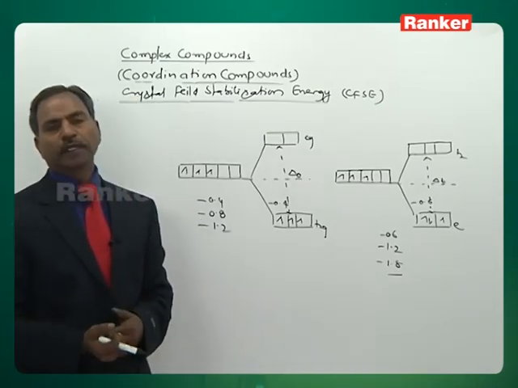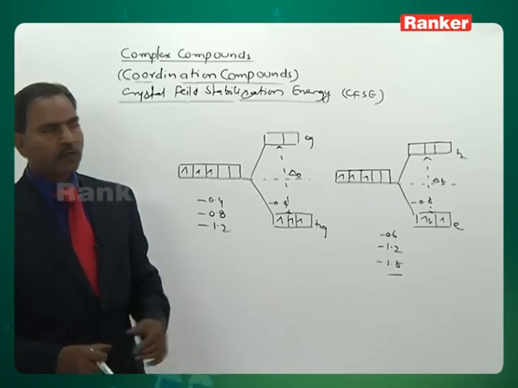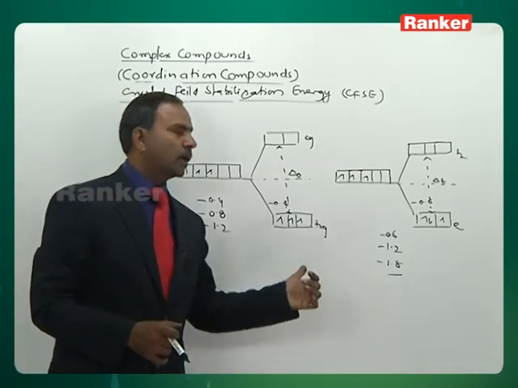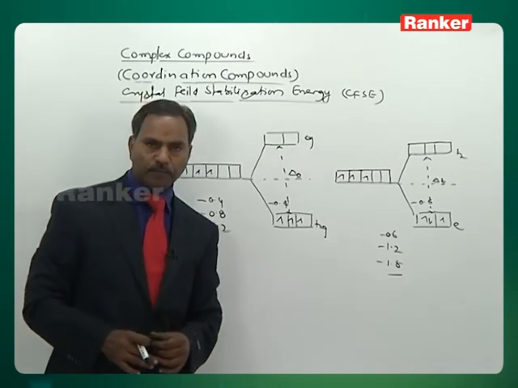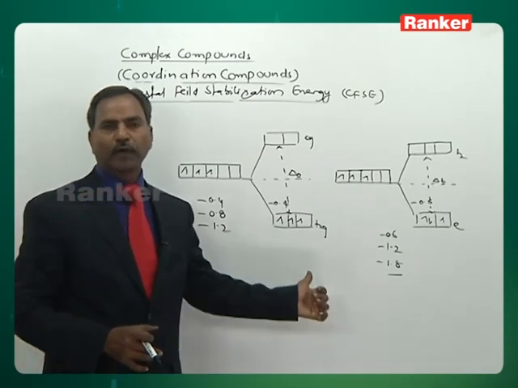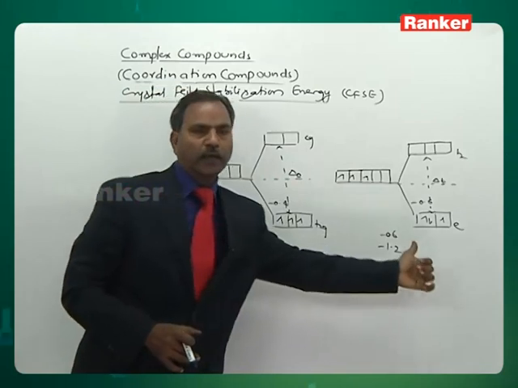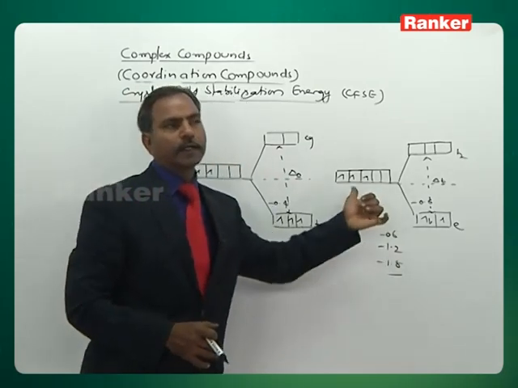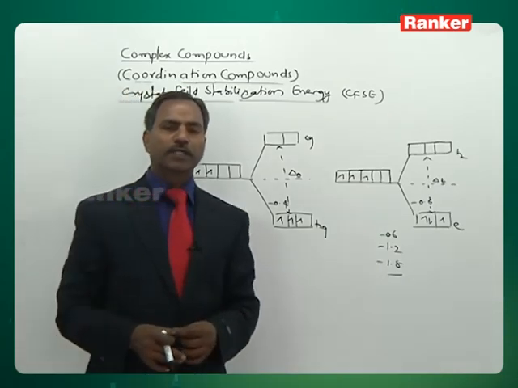Similarly, in the case of tetrahedral geometry, one electron preferably enters the lower energy level, first electron stabilized by minus 0.6, second electron minus 1.2, third electron minus 1.8. Like this, when the electrons are entering into lower energy levels, either octahedral or tetrahedral, the complex is getting stabilized. This particular stabilization we call what? Crystal field stabilization energy. Once again, the definition: the stabilization energy gained by the complex by the preferential filling of electrons into lower energy level t2g orbitals in octahedral geometry and lower energy level e orbitals in tetrahedral geometry is known as crystal field stabilization energy.